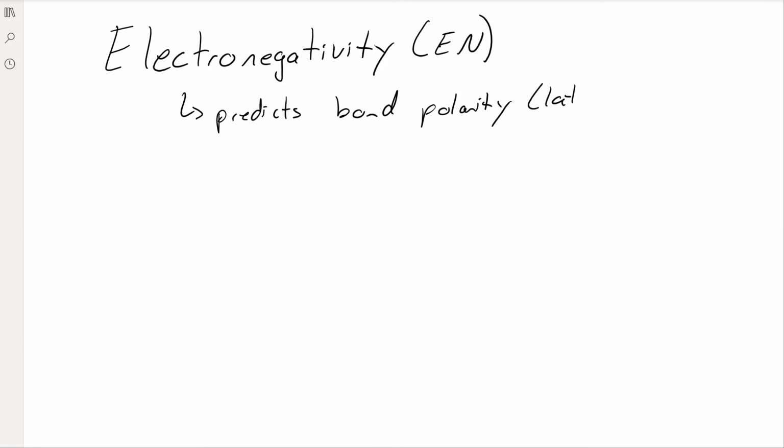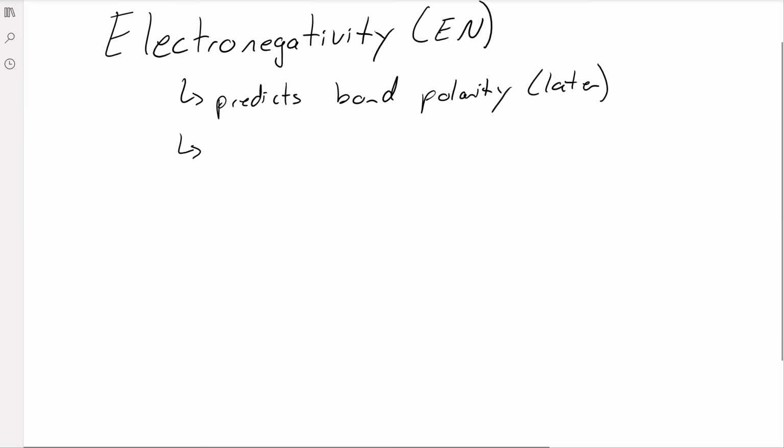All right, so we've got yet another periodic trend to think about, and this is electronegativity, sometimes abbreviated as capital EN. What electronegativity allows us to do is it predicts bond polarity. But we'll learn more about that later on. For now, it's just going to help us draw our Lewis structure.